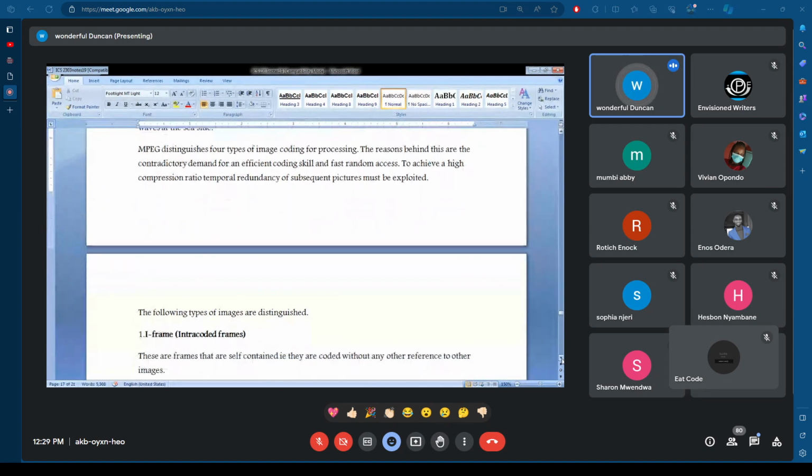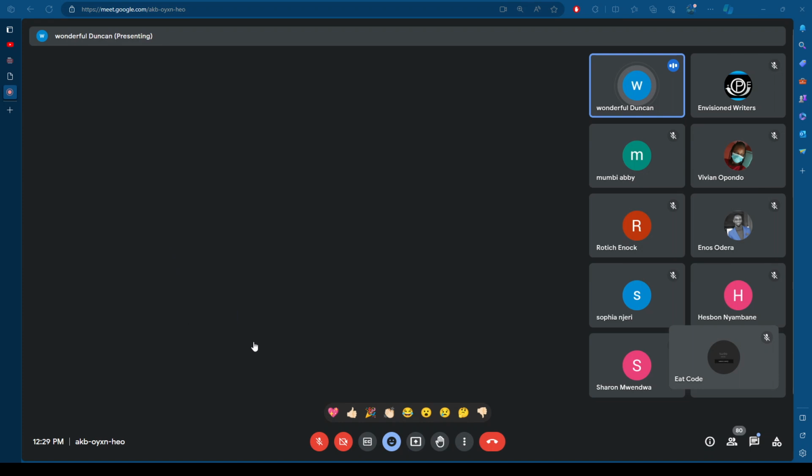So we are going to look at these types of image coding under MPEG. We have 4 types of image coding for processing. The following types of images are distinguished. The first one is the I-frame, intra-coded frames.